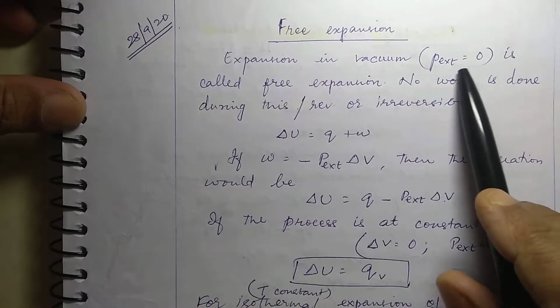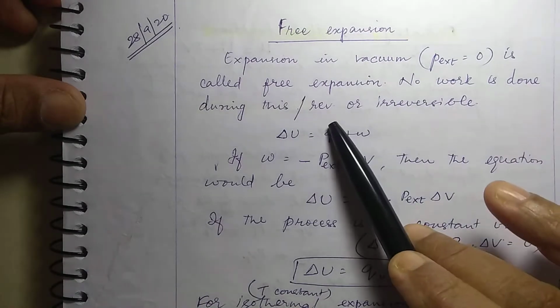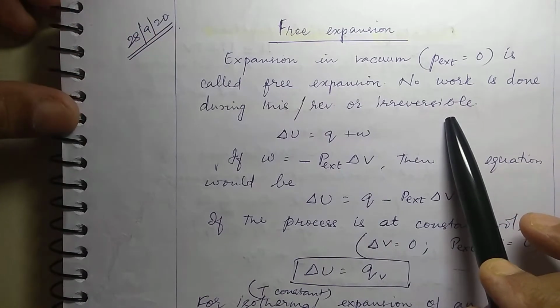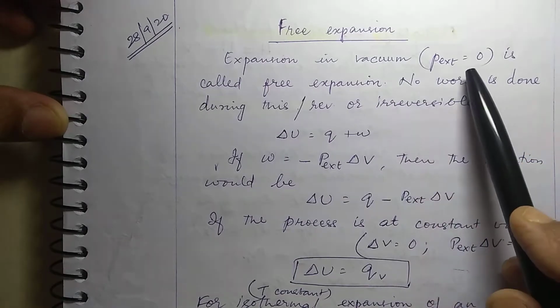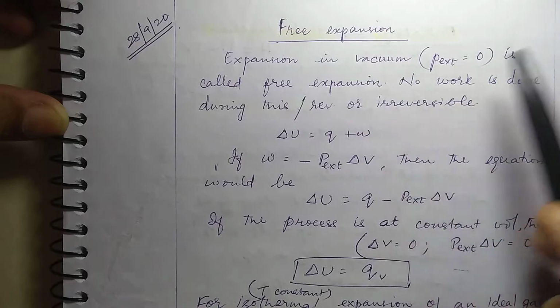And in that case, when it is doing so on its own, no work is done, okay? Whether it is a reversible condition or an irreversible reaction. So, expansion in vacuum is a situation where there is no external pressure applied and no work is done.